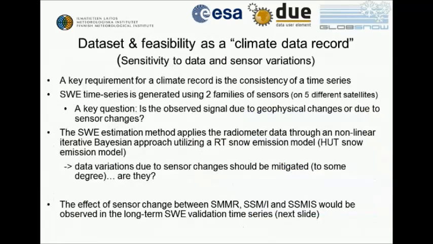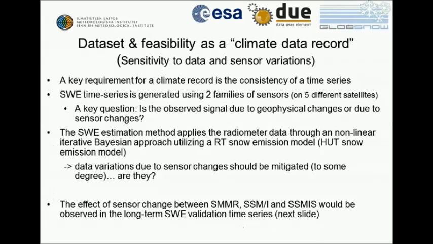A few words about the feasibility as a climate data record. So when we're talking about climate datasets, we're always interested in the long-term changes we see in the dataset. So basically one of the key requirements is the consistency of the dataset in a long-term time series. So for this SWE dataset, we use different sensors. So we use two different families. So we use the SMMR data and we use the SSMIS family, which actually consists of numerous satellites, and we utilize 5 different satellites from that family.